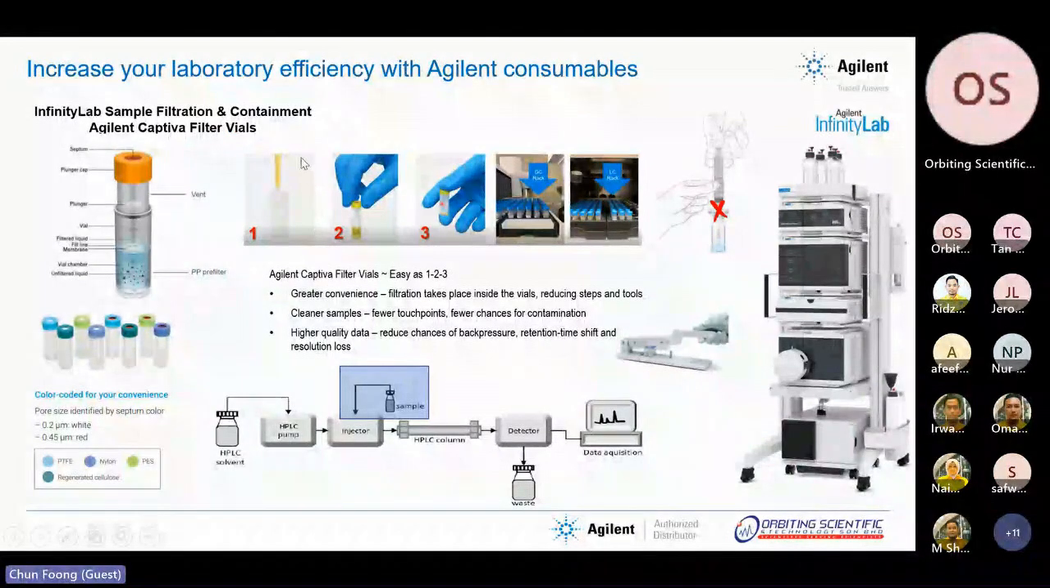What you need to do is just introduce a sample into the vial and then push the filter insert through it, because under this insert there is a membrane. The membrane will capture the particles under here. Then after filtering, you just put the whole vial into the autosampler and it's ready for analysis.